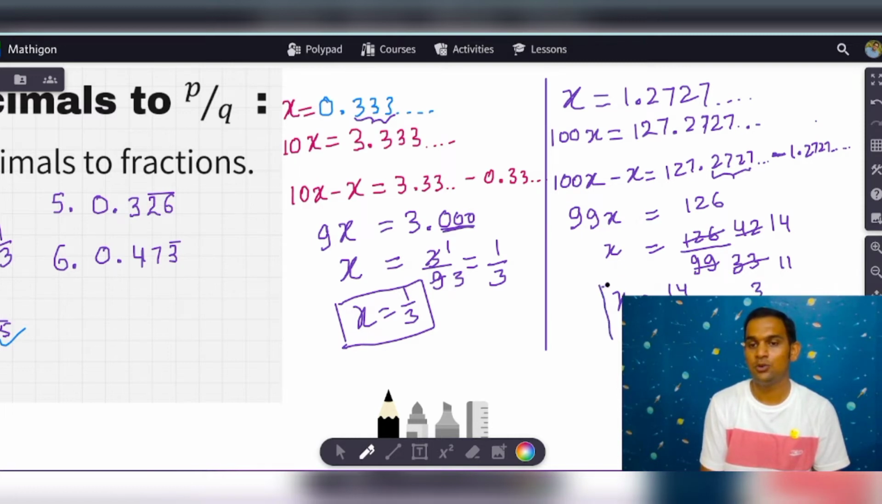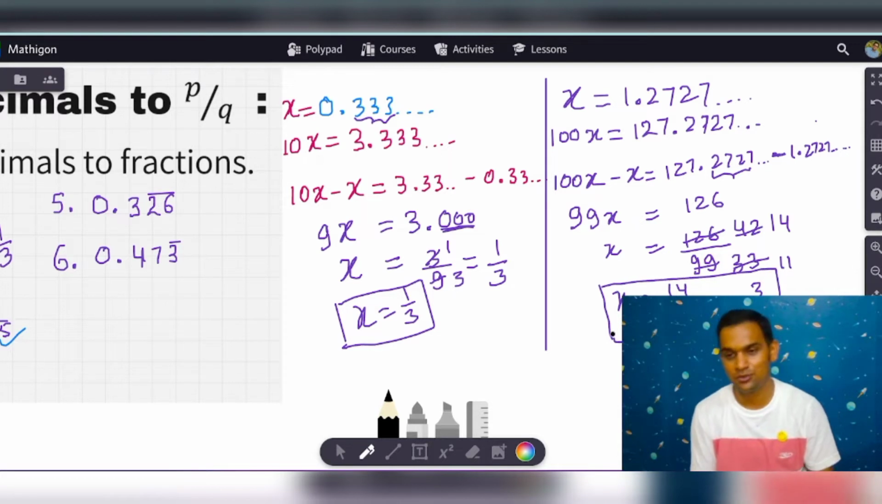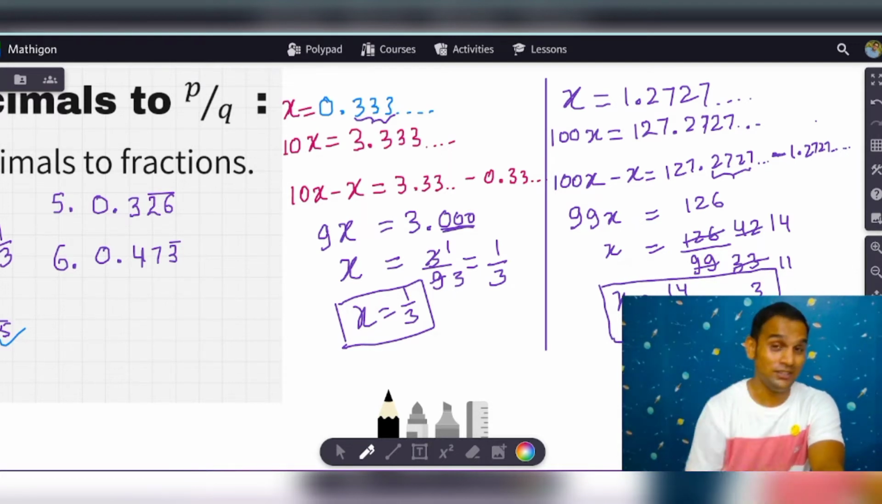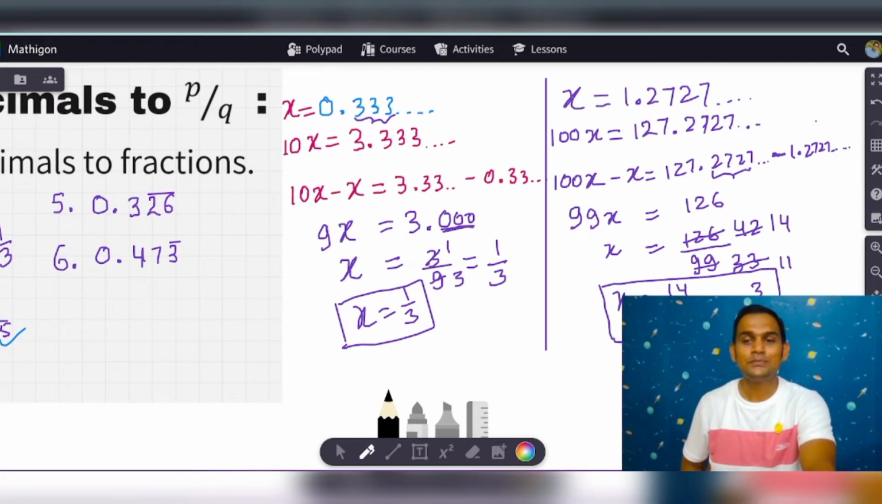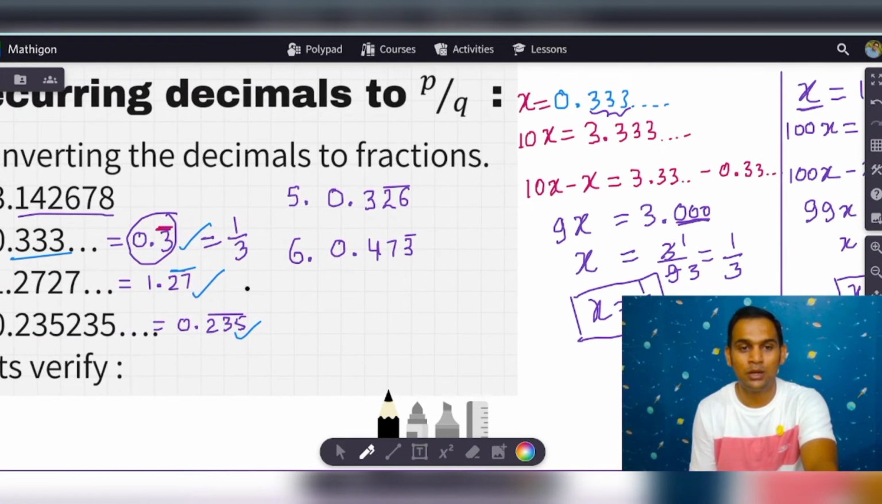Right? So I hope that makes a lot of sense to you guys, to my dear students. So that is how, as you can see, x is this one and x is also 1.27 bar. That means they are equal. So we can now represent 1.27 bar as equal to 1 3 by 11.